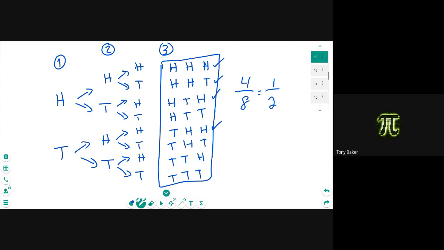What's the probability of me getting 3 heads? One out of 8. There's only one option that gives me 3 heads. What's the probability of me getting no heads? One out of 8.